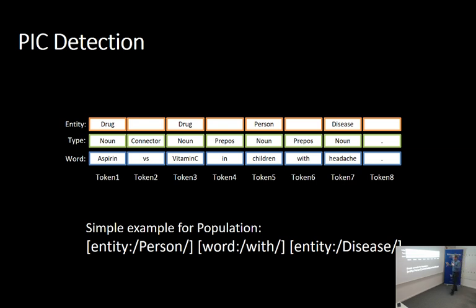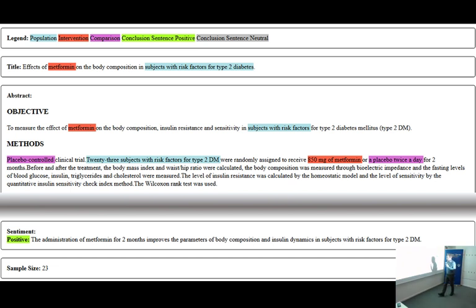So what did we do with this information? Well, we could then run it on a few 100,000 clinical trials publications. So that's an example of one of them. So here you can see the population is in blue, so we have subjects with risk factors for type 2 diabetes. The intervention was metformin, and the comparison was a placebo.